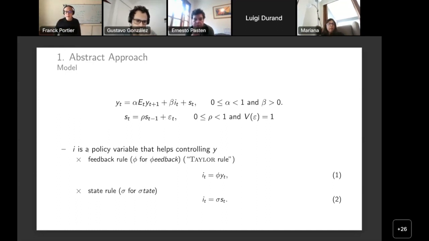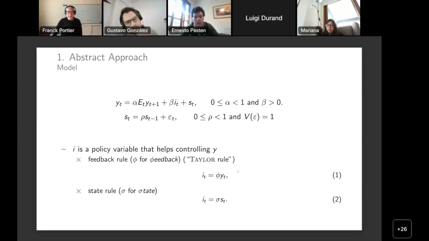Okay, and I'm going to assume two different types of rules. One will be a feedback rule. So I will make my instrument a linear function of my variable of interest, with the parameter phi. This phi is for feedback, and that's exactly what the Taylor rule is. It's a feedback rule that maps some endogenous variables into the instrument.